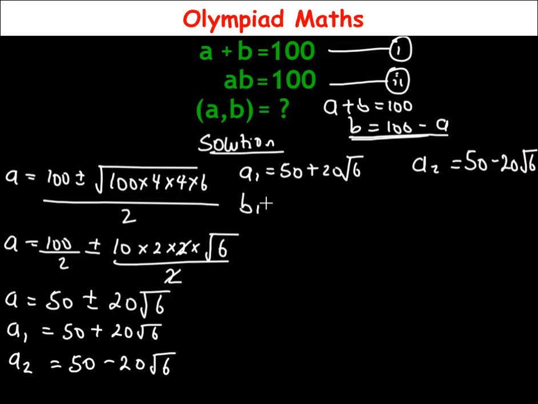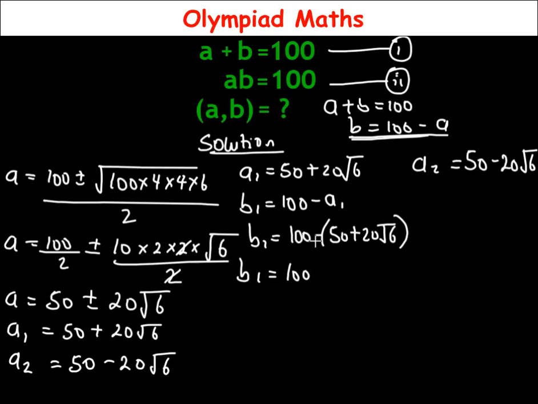So b1 is equal to 100 minus a1. Now b1 is equal to 100 minus, in bracket, 50 plus 20 root 6. So with this, b1 is equal to 100, minus times 50 is minus 50, minus times plus 20 root 6 is minus 20 root 6. So b1 is equal to 100 minus 50, which is 50, then minus 20 root 6. With this, we've calculated the value of b1.